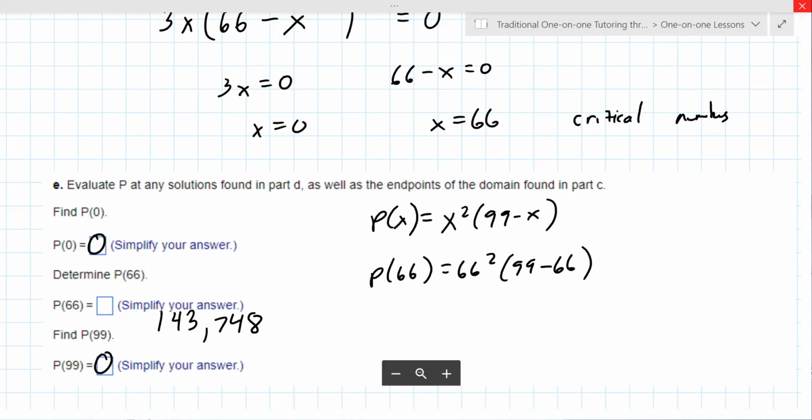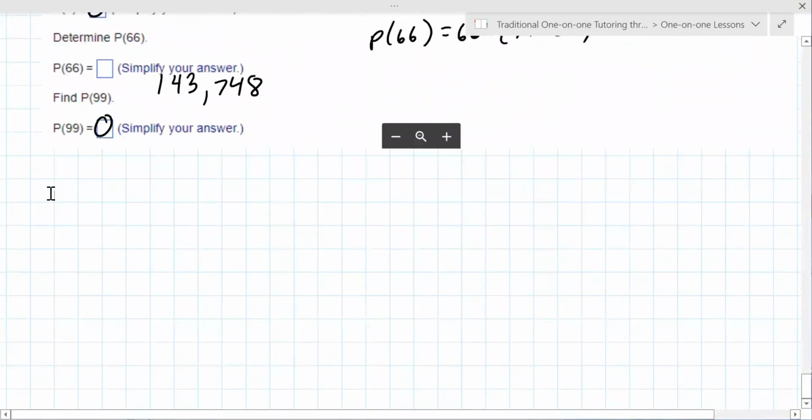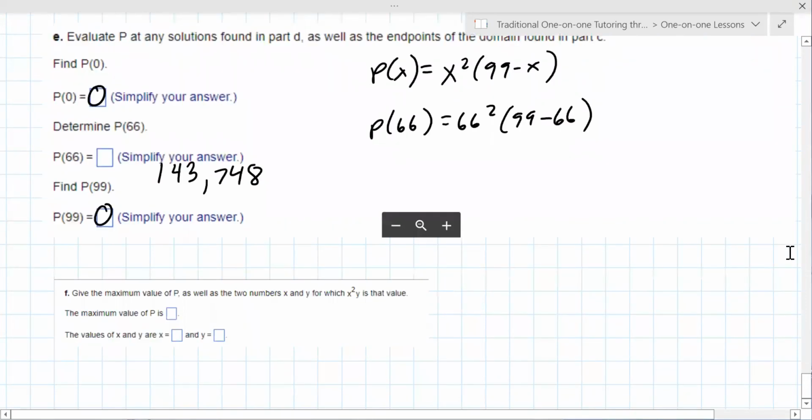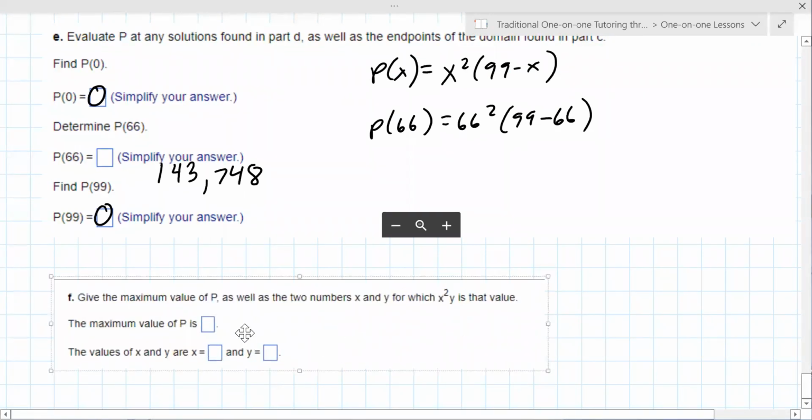And then there's part F. So part F, hopefully we don't have some different numbers in this one. It doesn't change that much, but just go through it again. So the maximum value is 143,748. You do not enter it with the comma, and it's when x is 66.